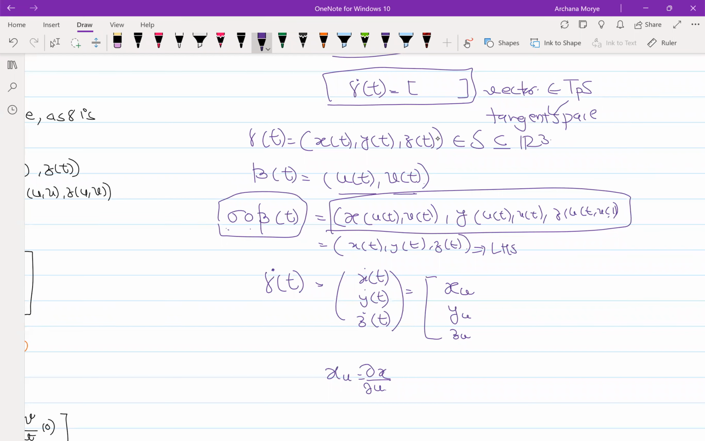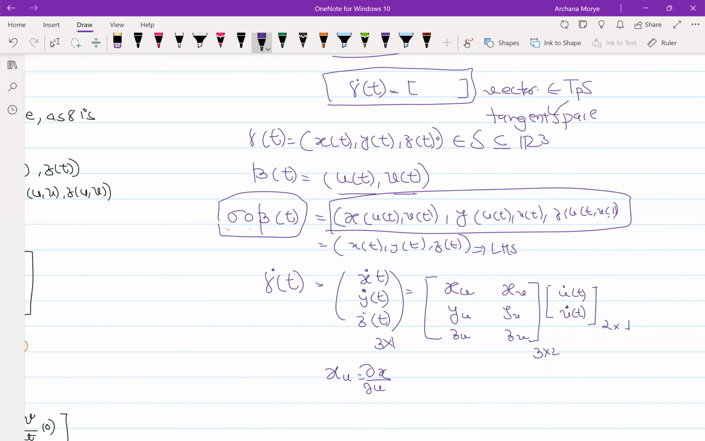Then here you will get X of V, Y of V, and Z of V. This is 3 cross 1, and this is 3 cross 2. And here you will get U dot, V dot of t. What is your notation in general? The book notation was dot, so I wrote it as a dot. With respect to t we use dot, so here also U is with respect to t, so we can use a dot.